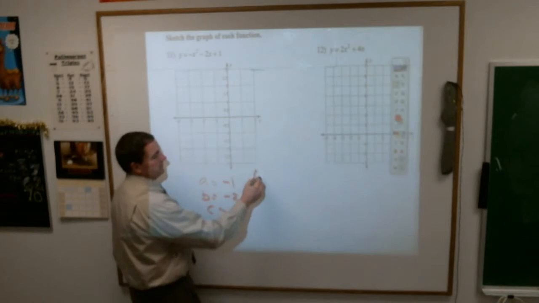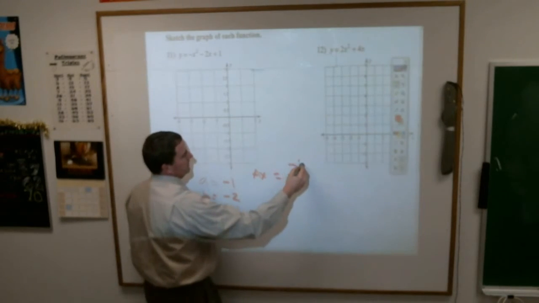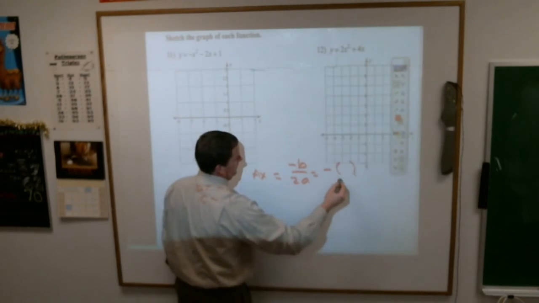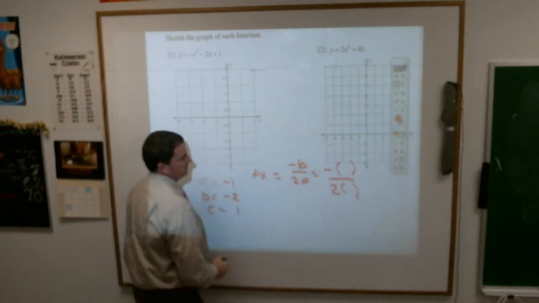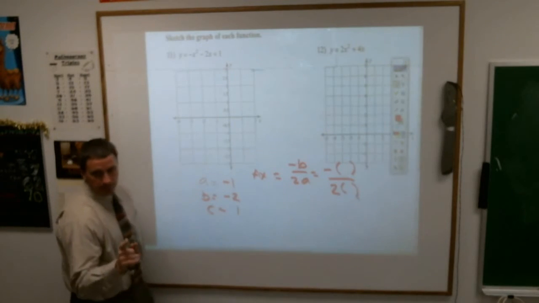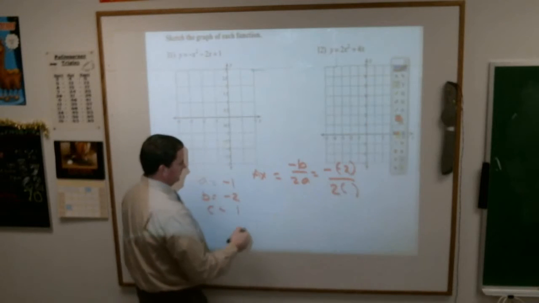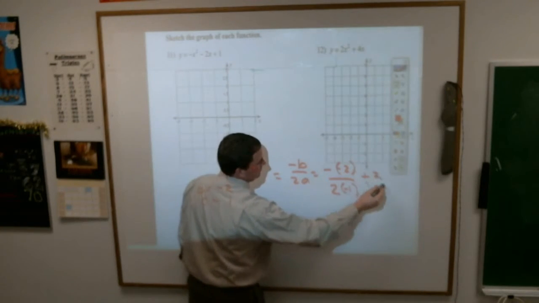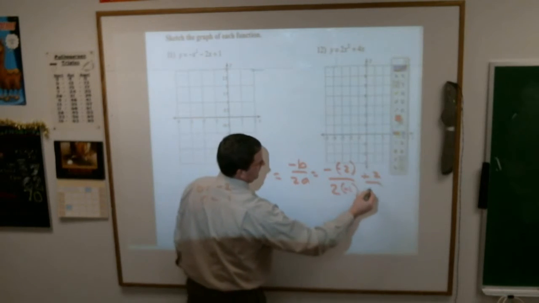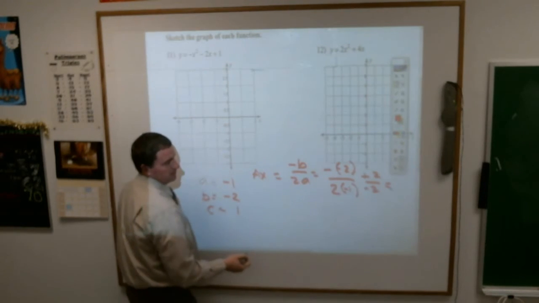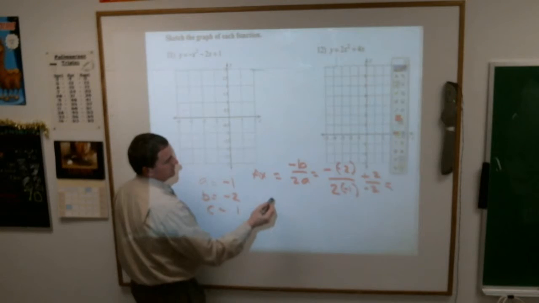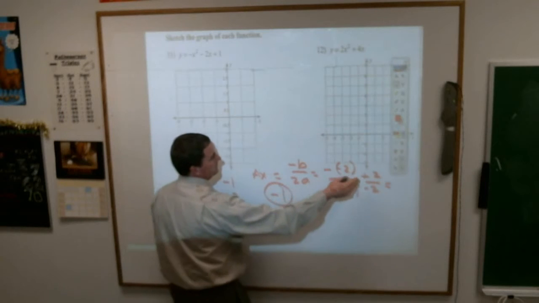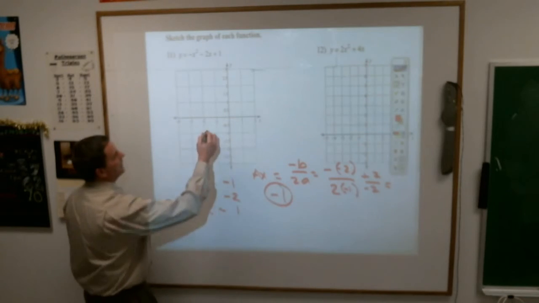Now, axis of symmetry is, like you said, negative b over 2a. I would recommend you put parentheses for that. What is b? Negative 2. What is a? Negative 1. So you end up with a positive 2 over negative 1 times 2, which is negative 2 over 2, so the axis of symmetry is at negative 1.